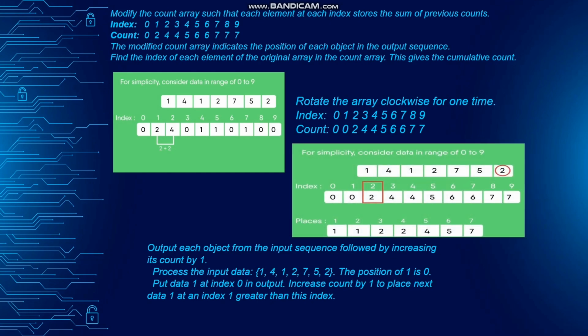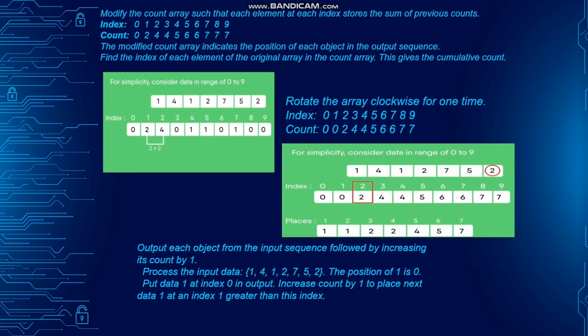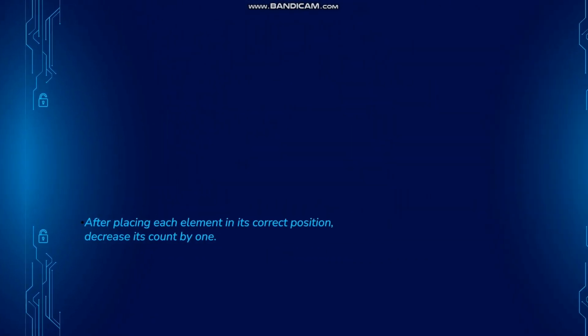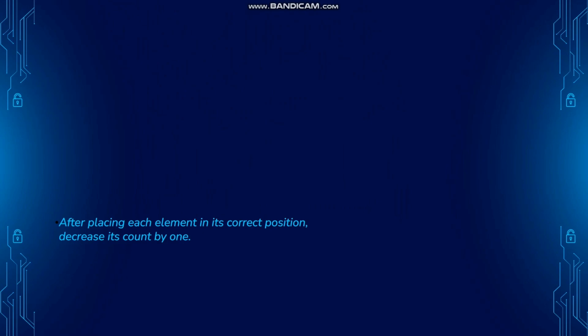Output each object in the input sequence, followed by decreasing its count by 1. Process the input data 1412752. The position of 1 is 0. Put data 1 at index 0 in the output. Increase the count by 1 to place the next data 1 at an index one greater than this index. Upon placing each element in the correct position, decrease its count by 1.